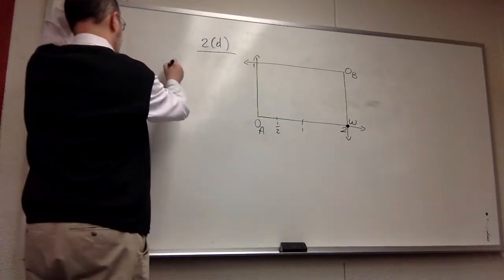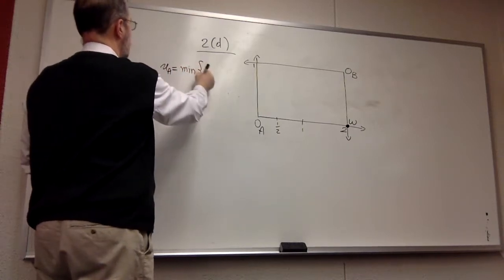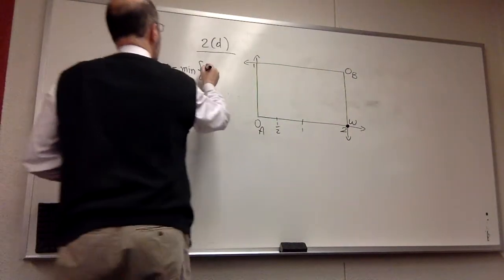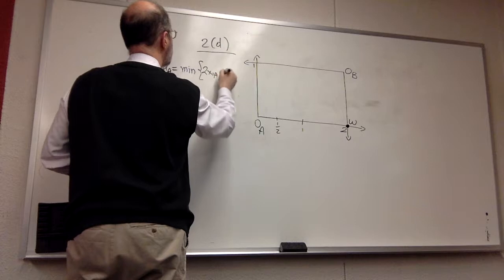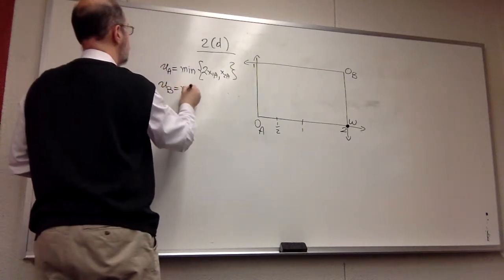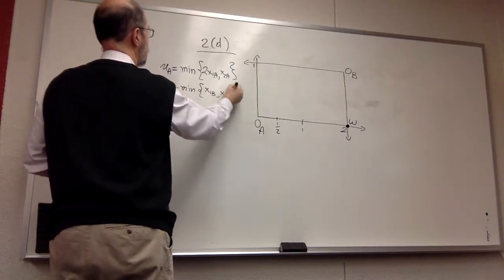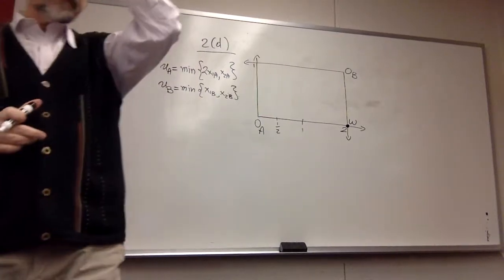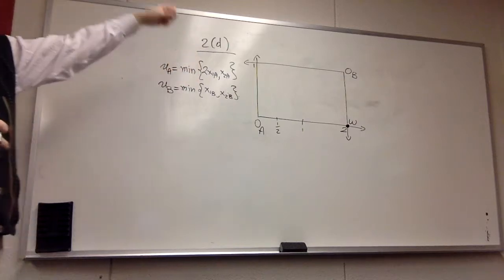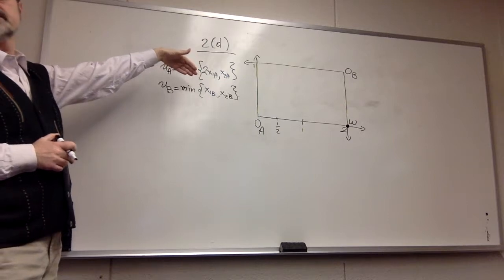And we have UA is the min of 2x1a, x2a, and for person B, min of x1b, x2b. So they're pretty much the same except for that coefficient 2 here. Okay? So already we know how to draw indifference curves.